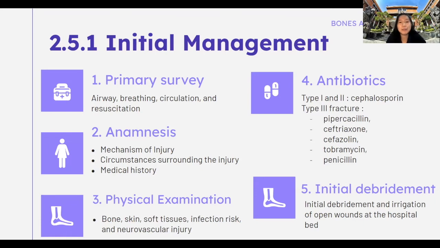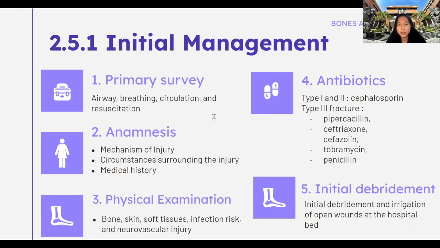Now I'll explain about the initial management of open fracture. Number one is primary survey. According to Advanced Trauma Life Support or ATLS protocol, the patient's airway, breathing, and circulation status should be analyzed first, and then the resuscitation can be done if the patient needs it. Number two is anamnesis or taking history. This should be addressed in order to determine the mechanism of injury and the circumstances surrounding the injury. Also, taking history of medical and surgical, including the medication and allergy.